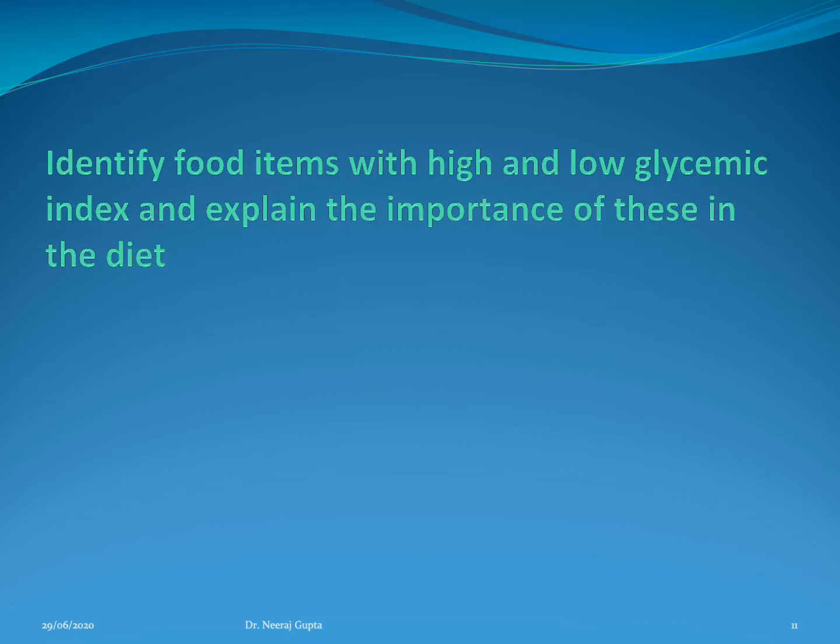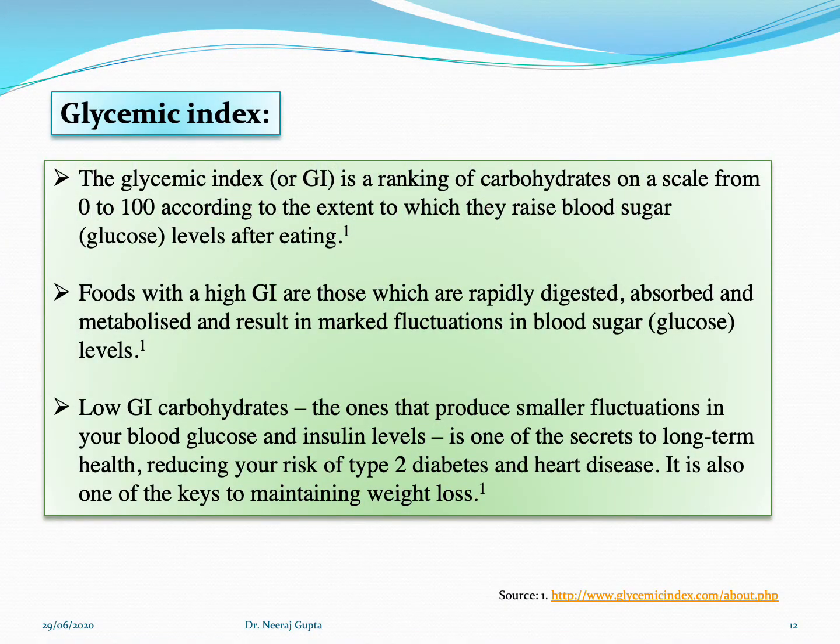Now let's identify food items with high and low glycemic index and explain the importance of these in the diet. Let's look at the definition of glycemic index. The glycemic index or GI is defined as a ranking of carbohydrates on a scale from 0 to 100 according to the extent to which they will raise the blood sugar or glucose levels after eating.